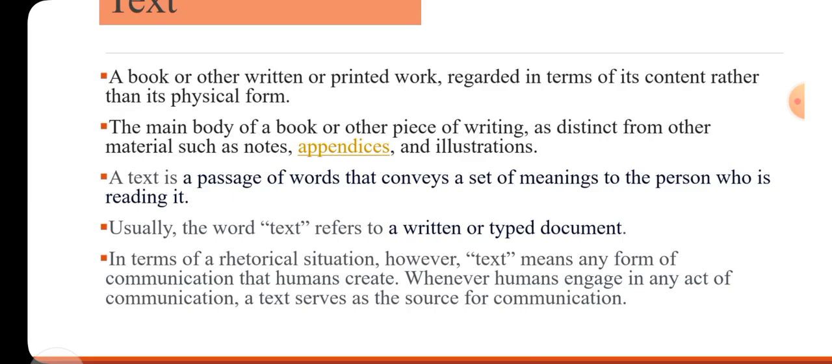Number 2 point is the main body of a book or other piece of writing as distinct from other material such as notes, appendices, and illustrations. All these things are called text. Third is a very crucial point. A text is a passage of words that conveys a set of meanings to the person who is reading it. Who is reading it? The reader. A text is a passage of words that conveys a set of meanings to the person who is reading it, or to the reader.